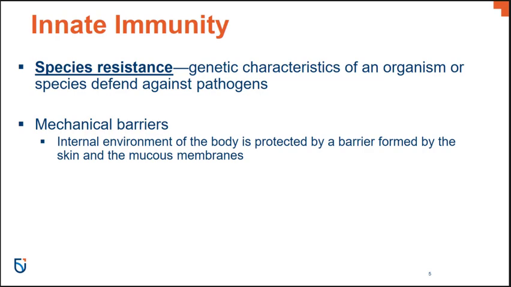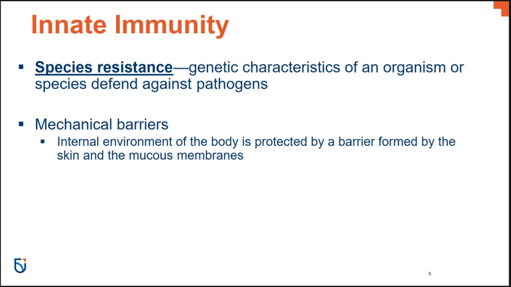The internal environment of the human body is protected by a continuous mechanical barrier that's formed by cutaneous membranes, so really the skin, as well as mucous membranes. Often called the first line of defense, these membranes are going to provide several layers of densely packed cells and other materials, forming sort of a wall that protects the internal environment from invasion by foreign cells.